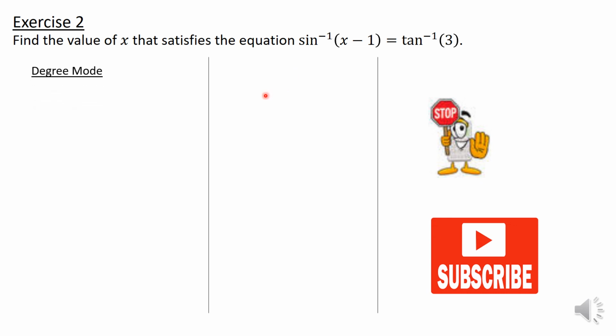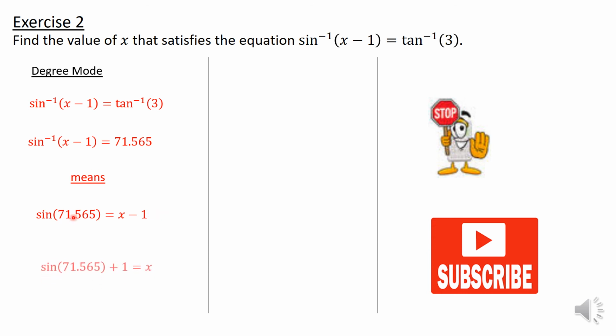Right, so when we work with degree mode, suppose your calculator is in degree mode, then again, remember, arctangent of 3 is a calculator value, so you have to press your shift button, I believe, and then you get 71.565. And remember what it means. It means that sine of 71.565 is equal to that stuff there, which is x minus 1. So from here, it's very easy. You just add 1 to the sine of 71.565, and you should get about 1.95.